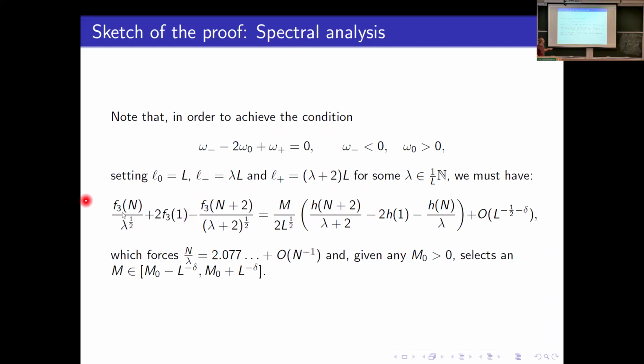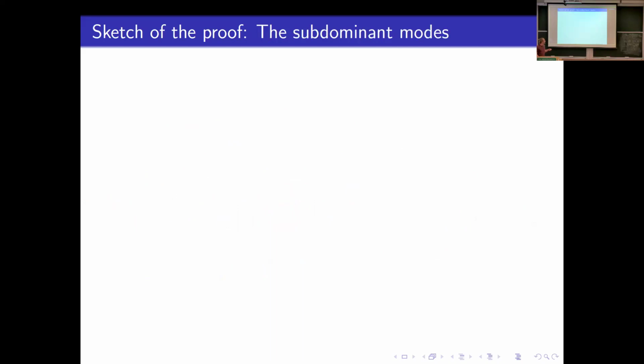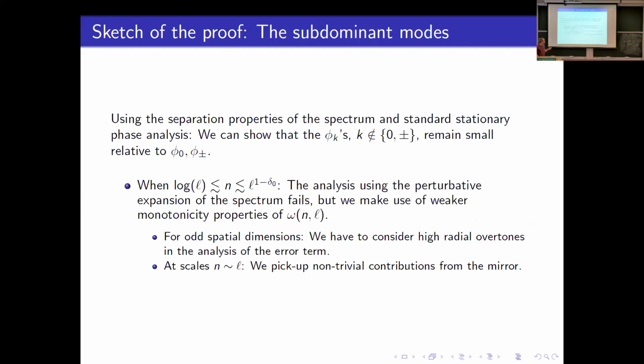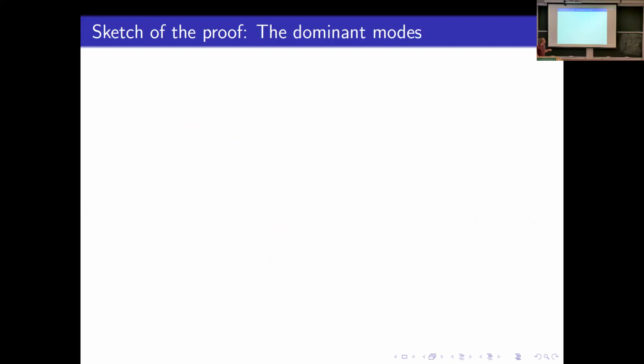Now, on the left-hand side here, you see n and lambda are sort of discrete parameters. Lambda moves by, let's say, gaps of 1 over L, where L is the frequency parameter. So the left-hand side I can make 1 over L small, and then I can use the mass, fine-tuning it to cancel this discrete contribution. Anyways, that's how one sets up the dominant system of modes.